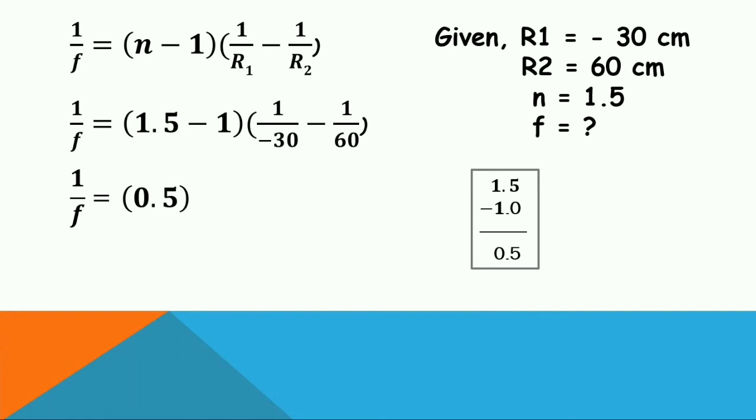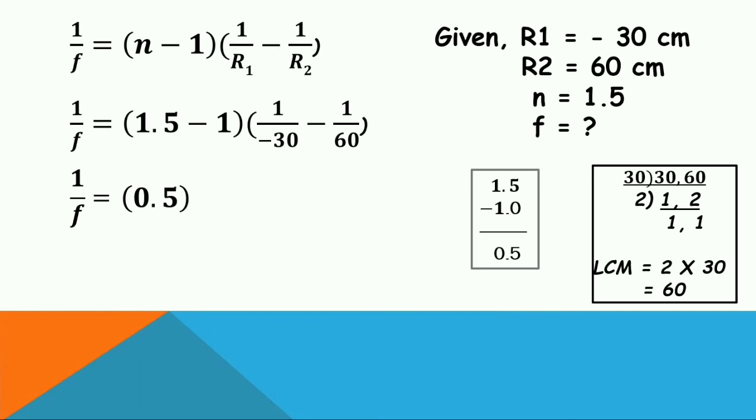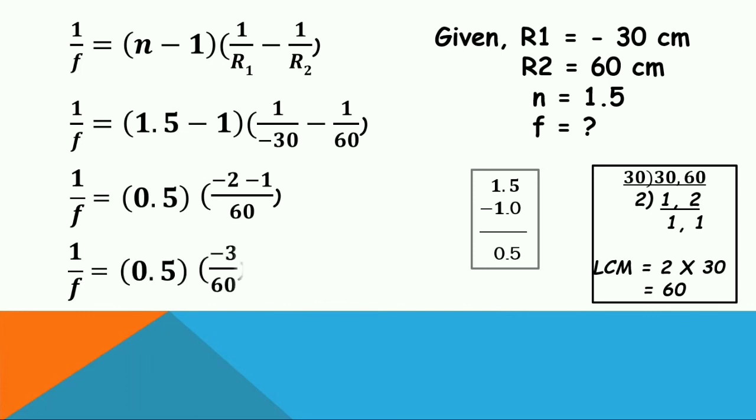And we know 1.5 minus 1 gives 0.5. For 1 by minus 30 minus 1 by 60, we need to take the LCM. The LCM of 30 and 60 is 60. And 30 goes 2 times, so that gives minus 2 minus 1 by 60. So 1 by f is equal to 0.5 into minus 2 minus 1, collectively minus 3 by 60. And it will cancel: 3 ones are 3, 3 twenties are 60.